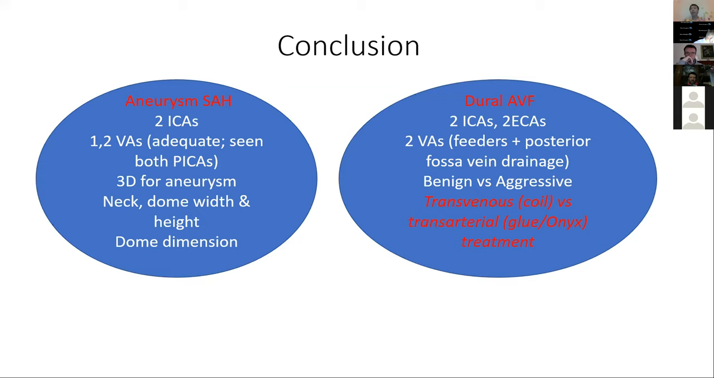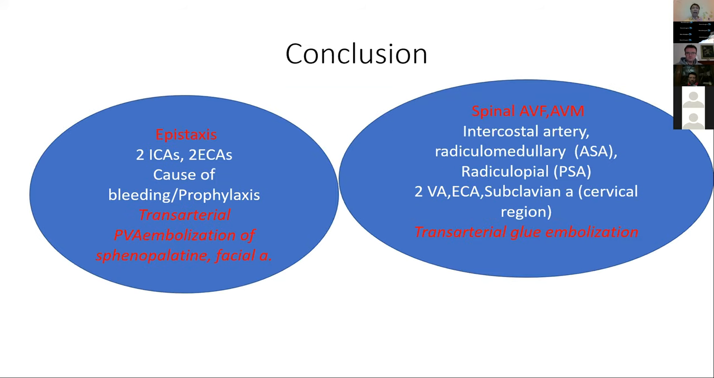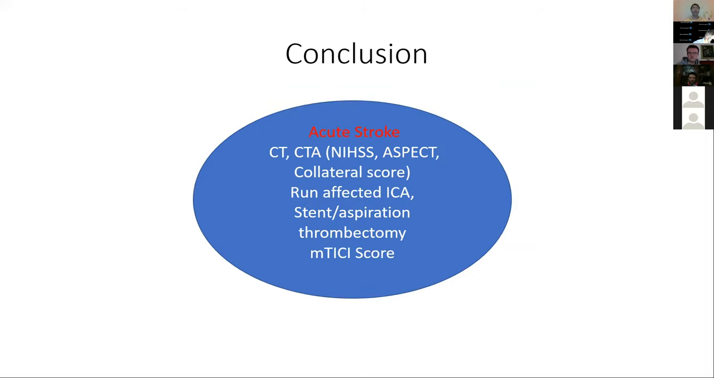If there is a dural branch or another AVM, we should study the whole cerebral angiography because there are branches that cross territories to supply the AVM nidus. I will skip the spinal artery because the time is limited. So, okay, this is my topic for today. Thank you.